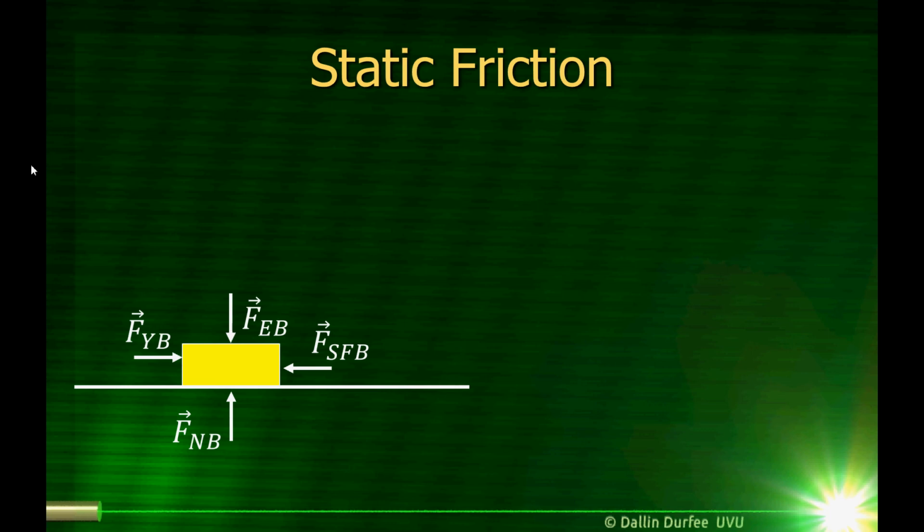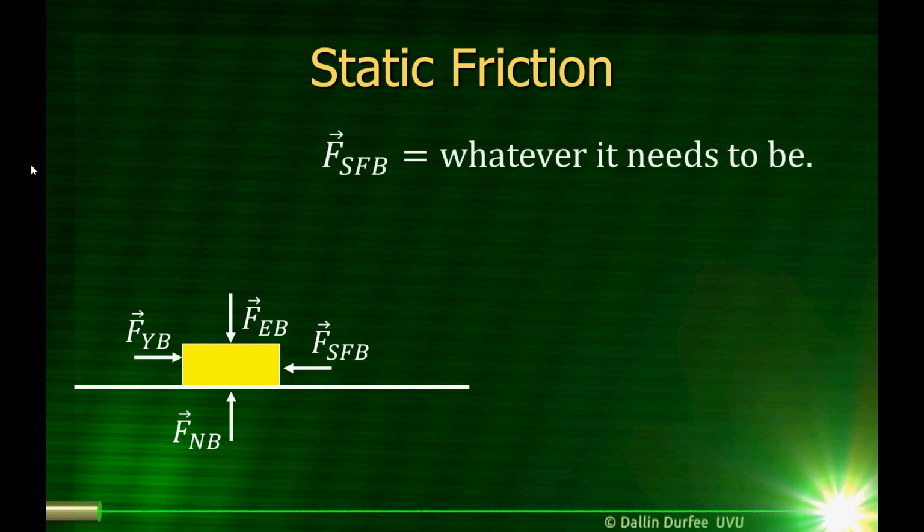Well, here's our free body diagram. You're pushing on the book to the right. Friction is opposing to the left. Earth is pushing down on the book in the downward direction, and then the normal force is pushing up on the book. Well, the force of static friction on the book is whatever it needs to be to keep the book from moving. All right, so it just needs to counter the force that you're using, right?